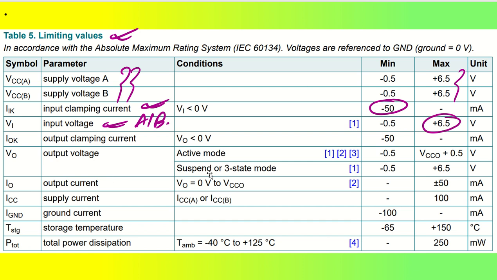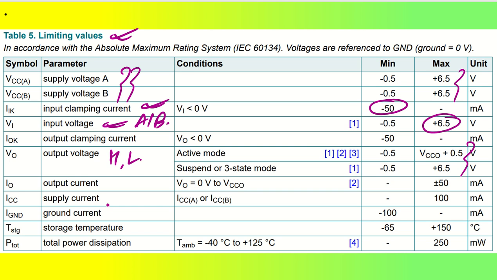You can see the output voltage level, whether it is high or low, will also go up to VCCO plus 0.5 volt. VCCO is nothing but equal to the output voltage of the logic, and this output voltage logic is determined by the supply voltage that is given to the IC.